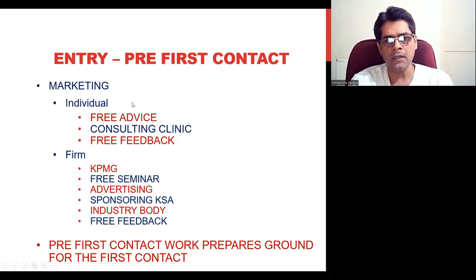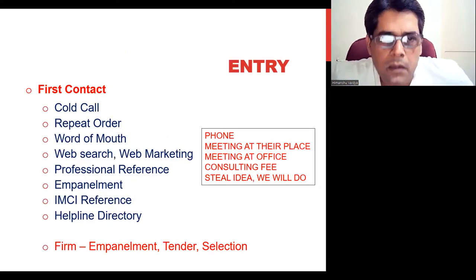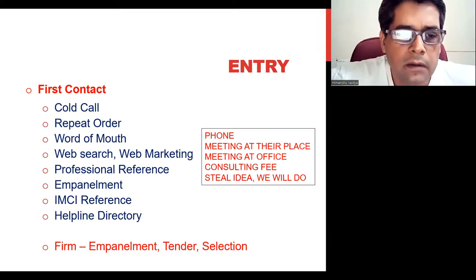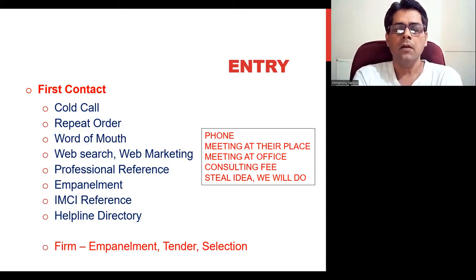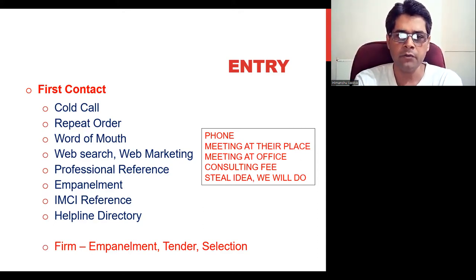So both individual consultants and consulting firms do a variety of pre-first contact marketing activities, and this pre-first contact work prepares the ground for the first contact. If this work is well done, the first contact doesn't remain a cold call, it becomes a semi-warm or quarter warm first call. Second part of entry, first contact. First contact can be a cold call from the side of an individual consultant or a consulting firm.